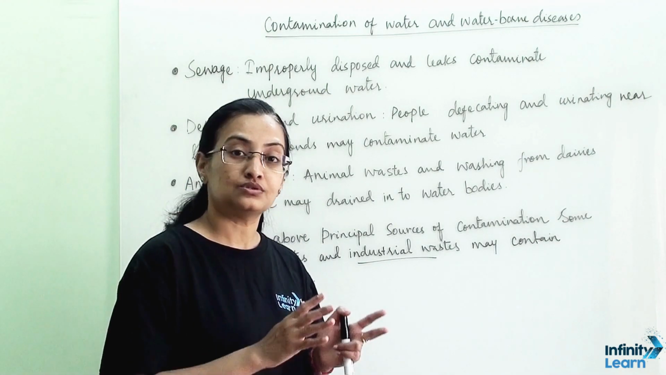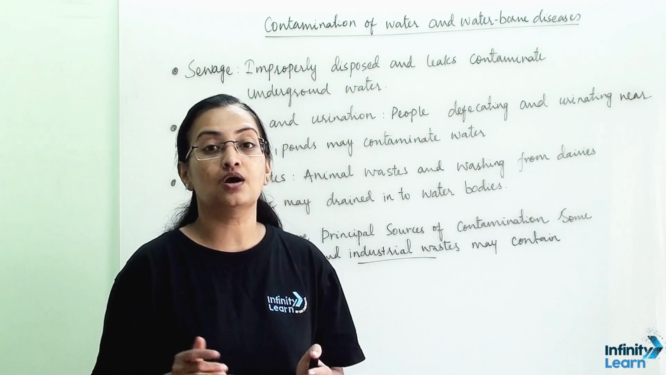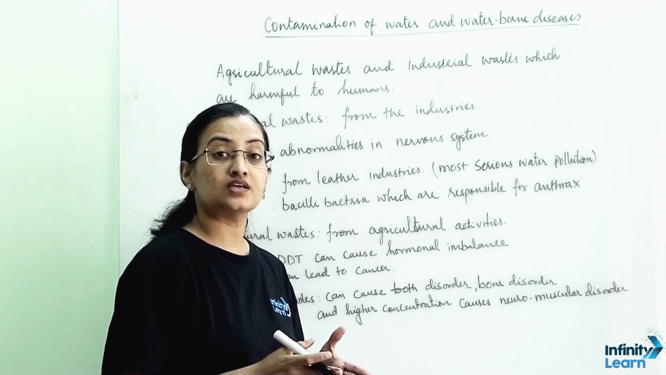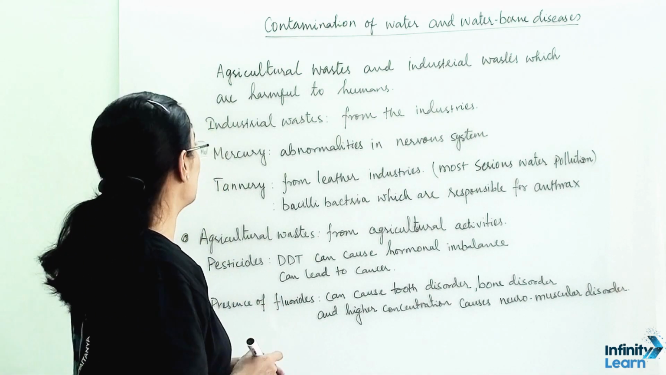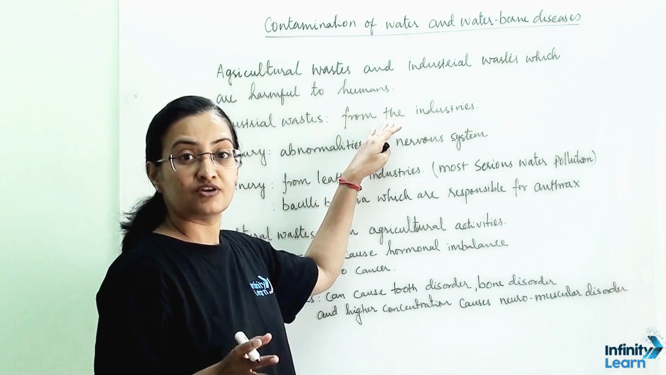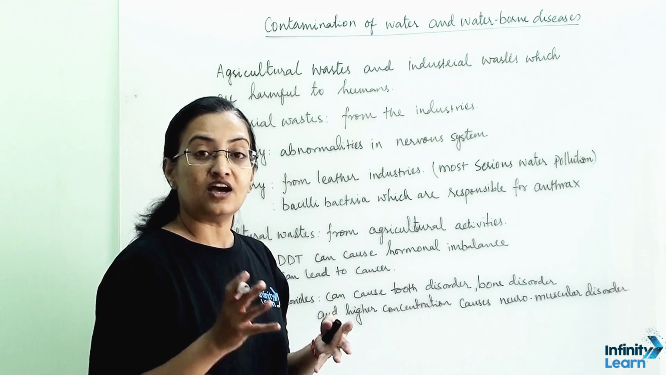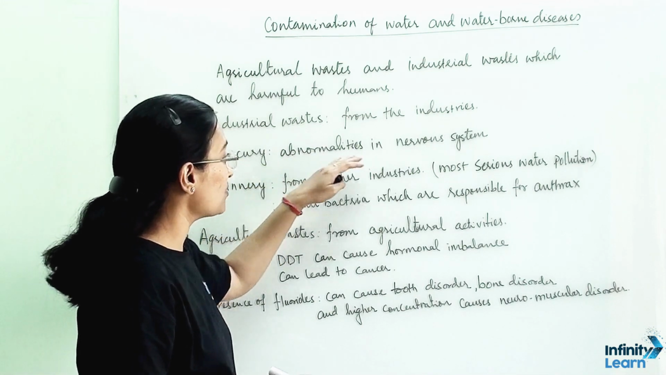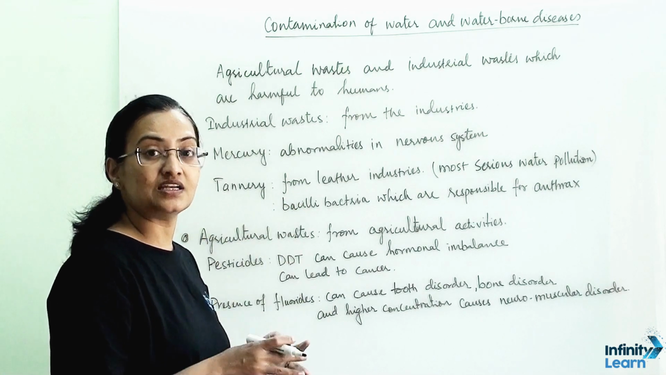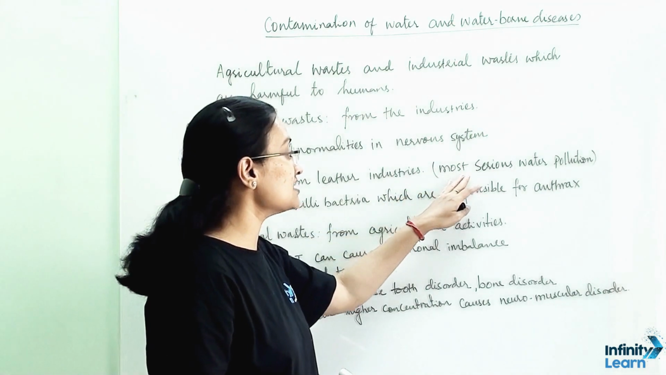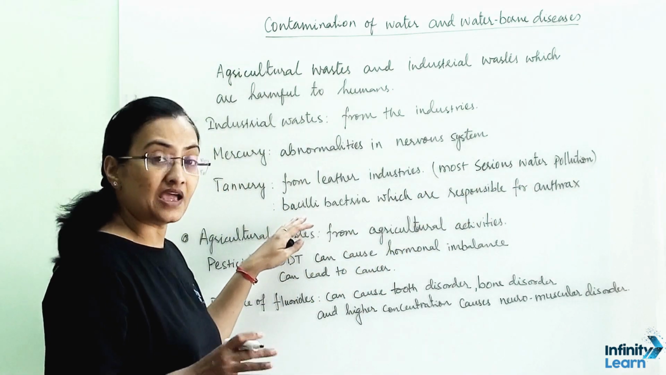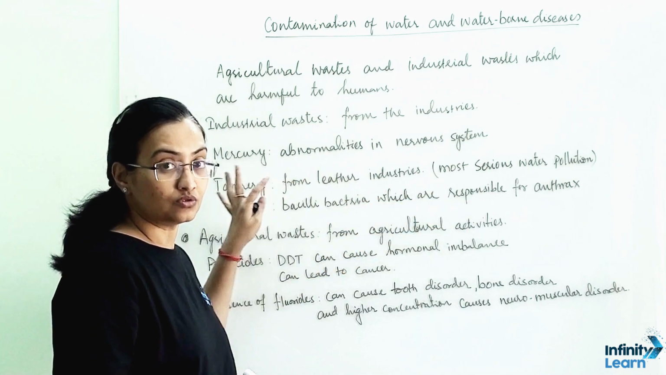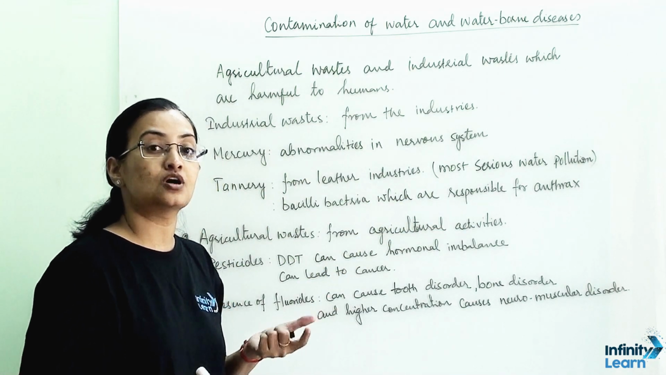Now let us understand how and why this agricultural waste and industrial waste are contaminating our water and harmful for humans, and what adverse effects they can cause to us. So first, industrial waste. The waste coming from the industries, industrial byproducts and the effluents coming from the industries. Industrial waste which contains mercury can cause abnormalities in the nervous system. Then second is tannery. Tannery waste comes from the leather industry and it is considered the most serious water pollution. It may contain bacilli bacteria, and these bacteria are responsible for the disease named anthrax. So tannery is the most serious water pollution coming from industrial waste.